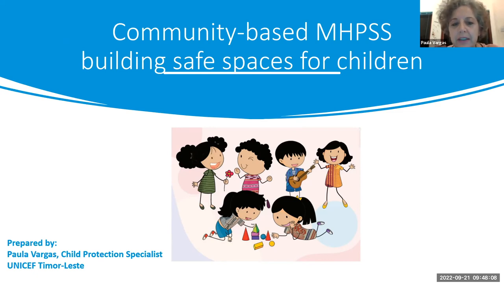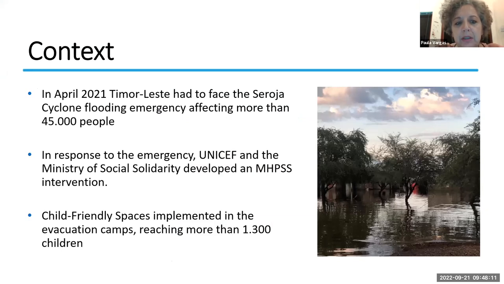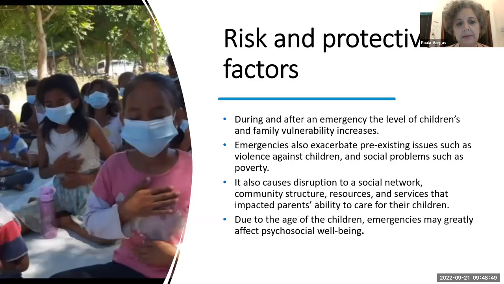So a little bit of context. In April 2021, Timor-Leste had to face the Seroja cyclone flooding emergency, affecting more than 5,000 people. In response to this emergency, UNICEF and the Ministry of Social Solidarity developed a mental health and psychosocial intervention for affected children and their families. From April to May in 2021, 13 child-friendly spaces were implemented in the evacuation camps in collaboration with NGOs and youth groups or organizations. Next, please.